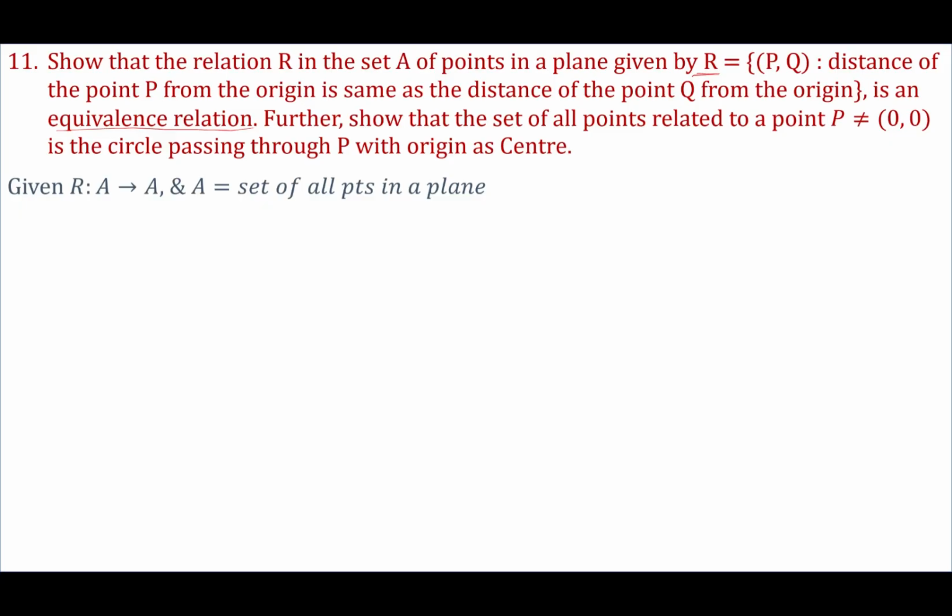where set A is the set of all points in a plane. There are a few points in a plane like this. This O stands for origin, and there are 2 points P and Q, which are at the same distance, OP equal to OQ. Both distances are the same as it is defined from the origin. Now, relation R equals (P, Q) such that OP is equal to OQ. This is the definition of the relation.